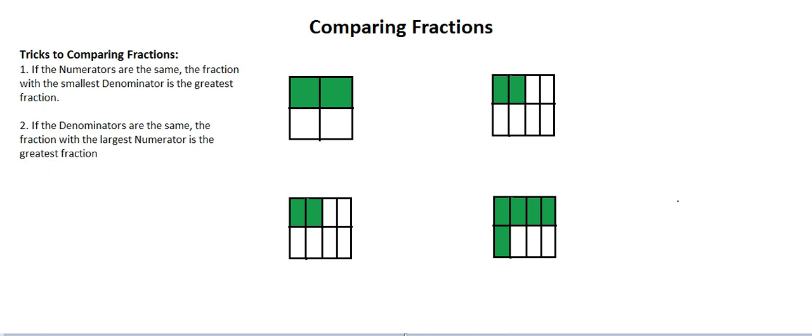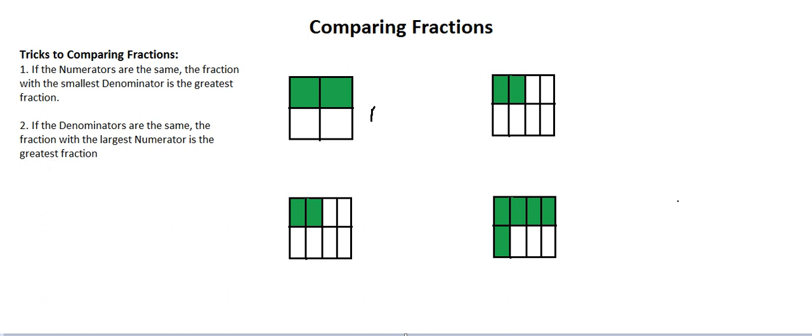Alright, today we're going to work on comparing fractions. Now, here's a couple tricks when you're trying to compare fractions. First, if the numerators are the same, the fraction with the smallest denominator is the greatest fraction. Well, let's take a look at these two fractions we have right here.